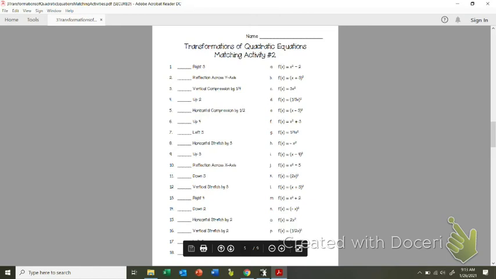With number 1. Okay. We are looking, you may have to look on your paper if you can't see it this far. We are looking for an equation on the right side that goes right 3 units. So, take a second, look through the letters. Once you have your answer, raise your hand.